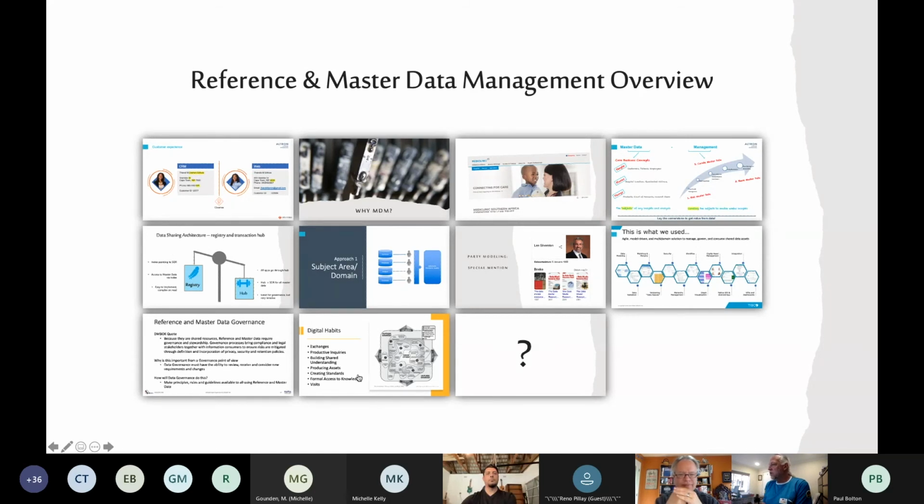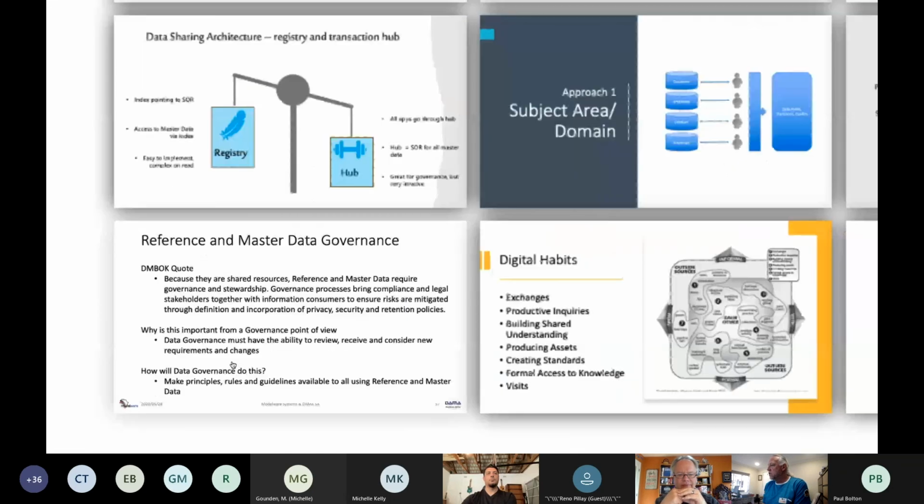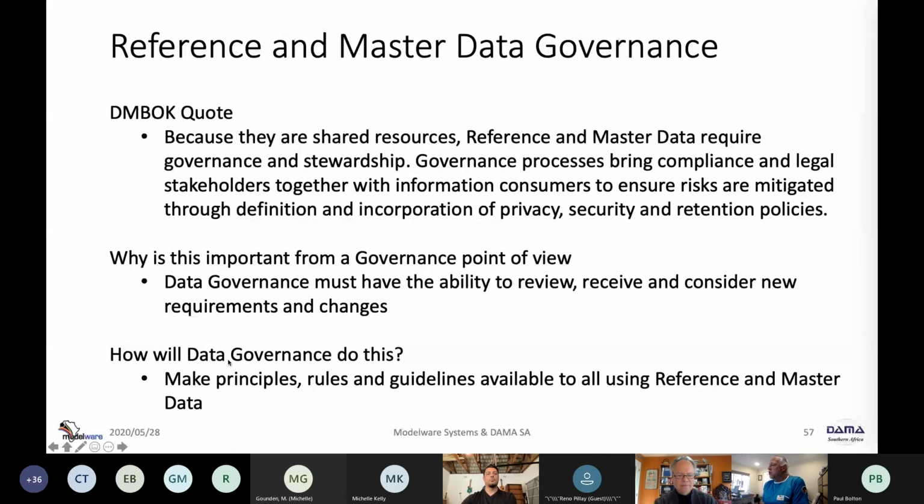Okay, so if we go to master data governance, this was a nice quote in the DMBOK, and you will find if you go through the DMBOK, every single knowledge area has a subsection on the governance of that area. And this comes from the master data chapter. What we're basically saying is reference and master data are shared resources. So they definitely require governance and stewardship. And the governance processes will bring compliance and legal stakeholders together to understand the consumers and the risks.